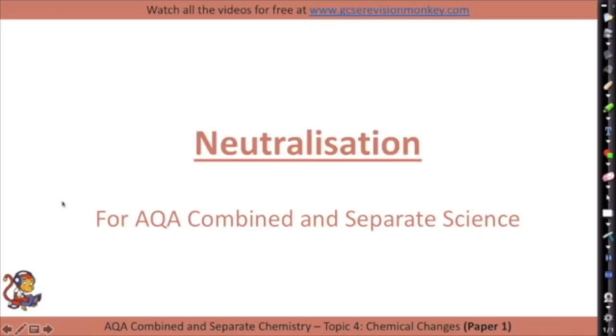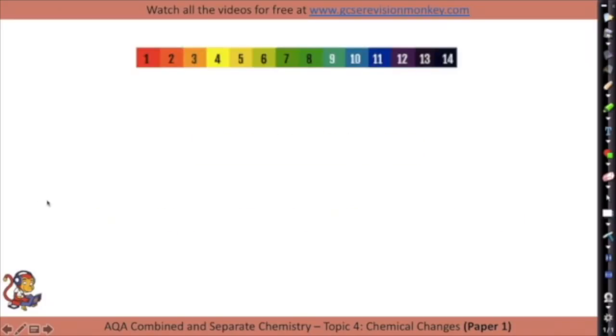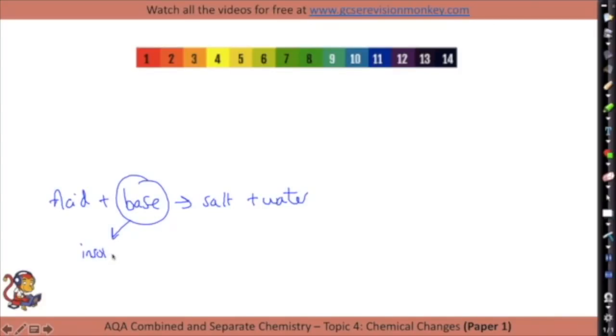First of all, we'll talk about neutralization, and the general equation for neutralization is when an acid reacts with a base to make a salt plus water. Now this base can either be insoluble, so something like calcium oxide where you'd have a powder that you'd add to your acid, or it can be soluble, something like sodium hydroxide, where you would have a liquid or a solution that you react with the acid.